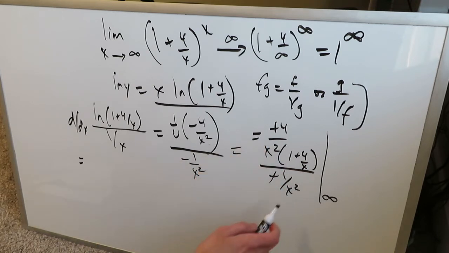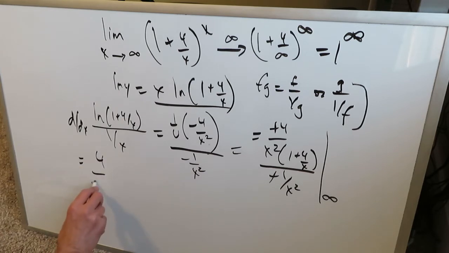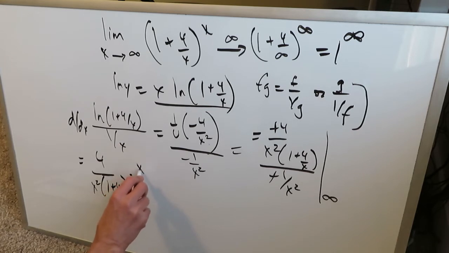The x squares will cancel out too. If you flip everything around, this is what you get: 4 over x squared times 1 plus 4 over x times x squared over 1. See, this x squared over 1, this x squared will cancel out. Likewise, the minuses would have cancelled out.